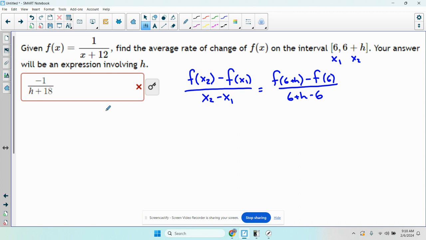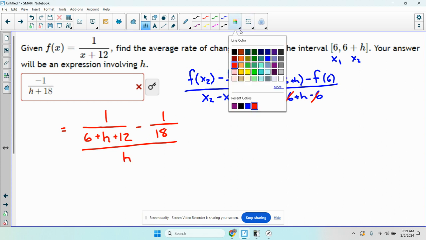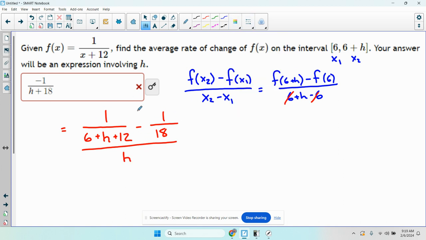f of 6 plus h, that's 1 over 6 plus h plus 12, minus 1 over 6 plus 12, that's 1 over 18. All over, these are going to cross, that gives me just h. So let's just focus first on the numerator. Ignore the h, let's just focus on this. So this numerator is going to be 1 over 18 plus h minus 1 over 18.